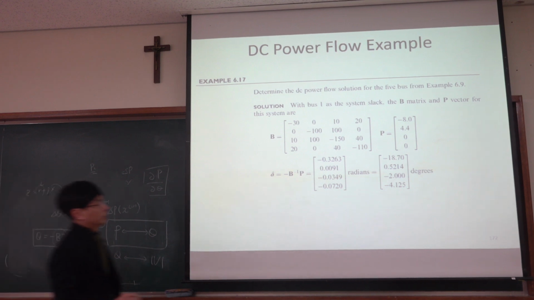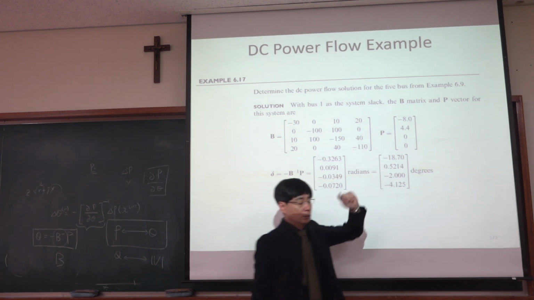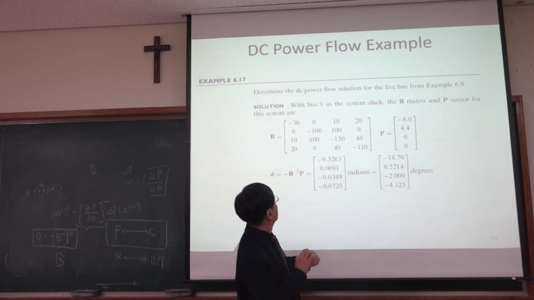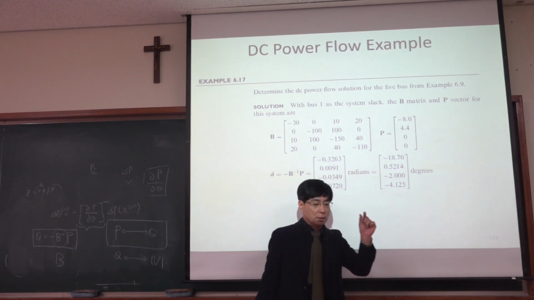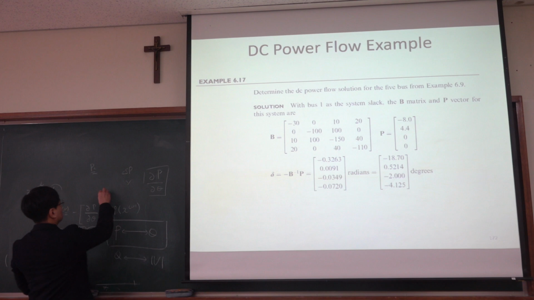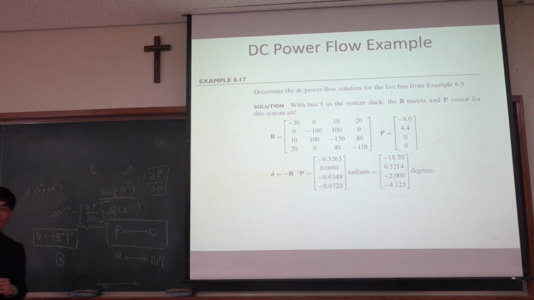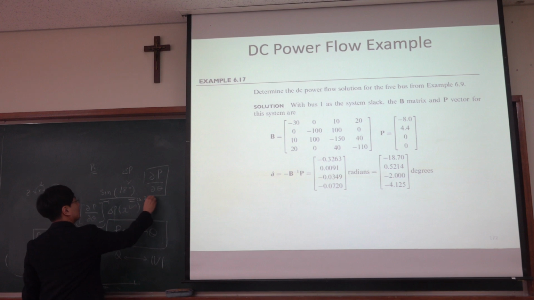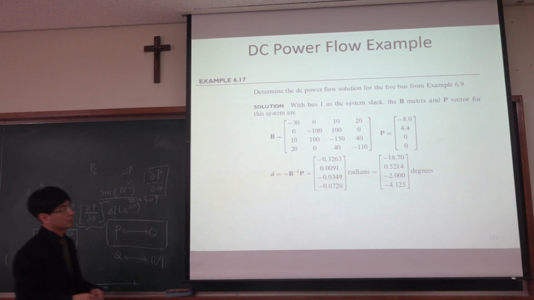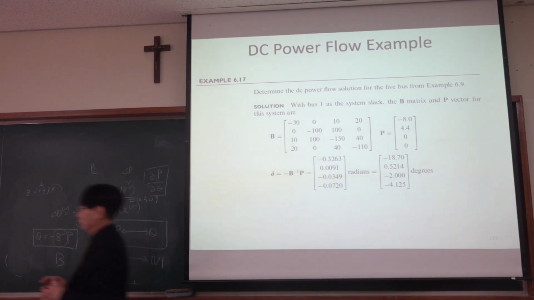But when you look at the result, the degree is 18.7. So the angle difference between two nodes can be 18 degrees. That's not small. So sine of 18 degrees, how much is it? Can you compute? Is it close to 0? How much is it? Point... ooh, huge. 0.309. So this is the result. That is because this is just an approximation.